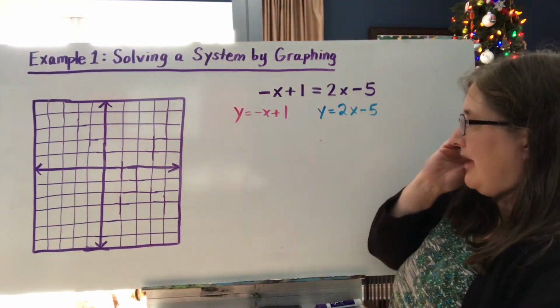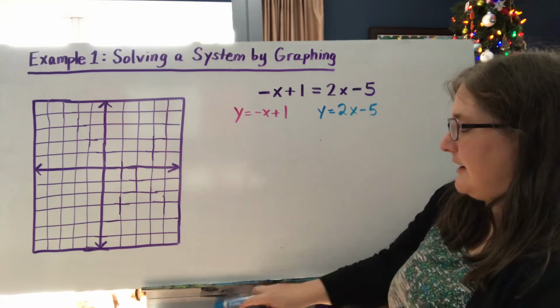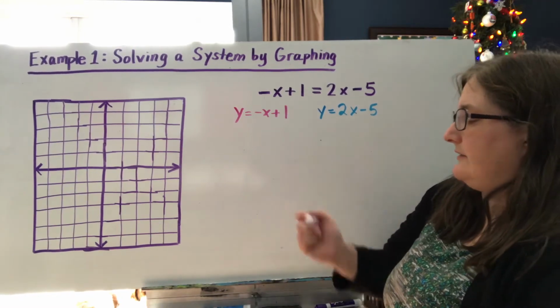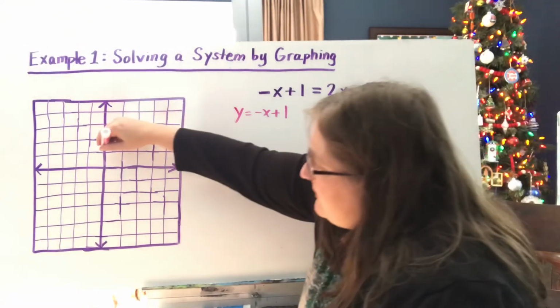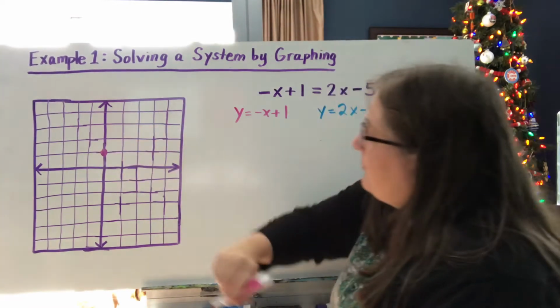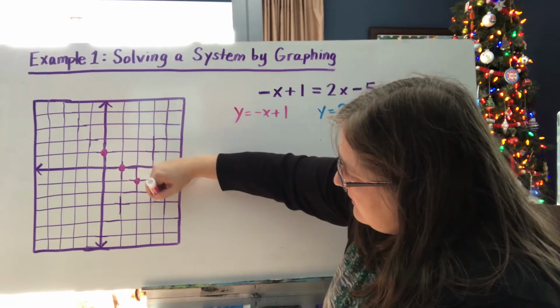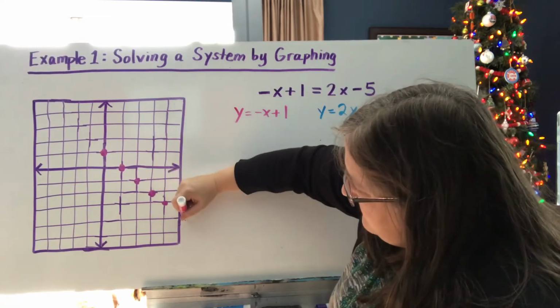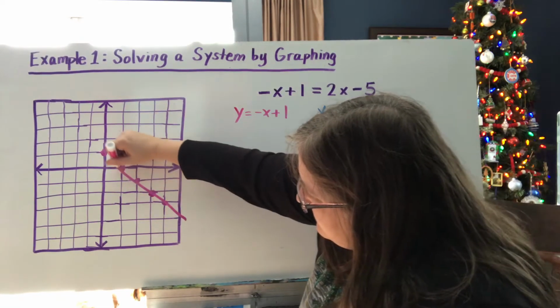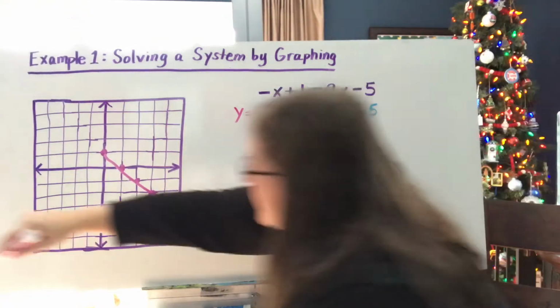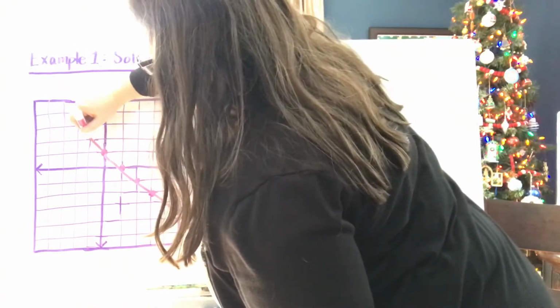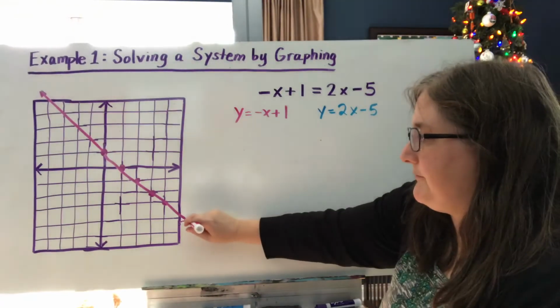So I'm going to start with y equals negative x plus 1. It has a y-intercept of 1 and a slope of negative 1. So it's going through all these points here. And I can continue to connect it so it spans my entire graph.